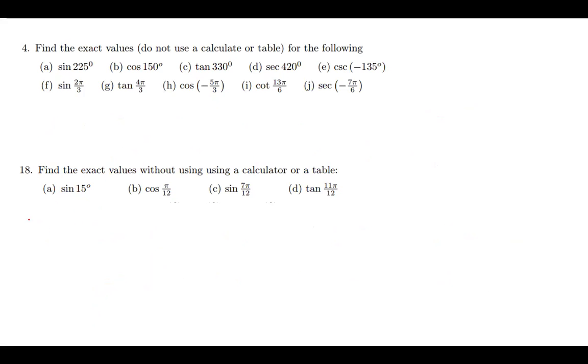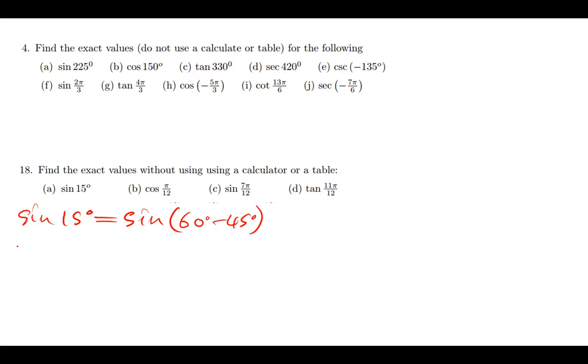So sine 15 degrees. Sine 15 degrees can also be written as what? We can use two special angles that we know. If we add or subtract them, they'll give us 15 degrees. Which two special angles are those? I think it's 45 and 60. So we can say 60 degrees minus 45 degrees gives us 15 degrees.